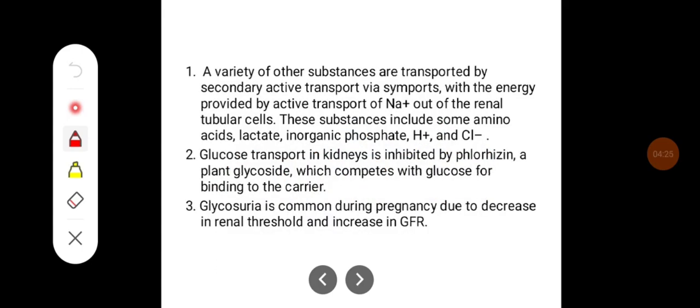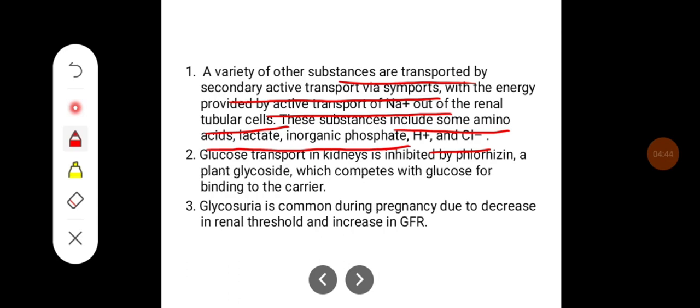A variety of other substances are transported by secondary active transport via symports, with the energy provided by active transport of sodium out of the renal tubular cells. These substances include some amino acids, lactate, inorganic phosphates, hydrogen ion, and chloride.